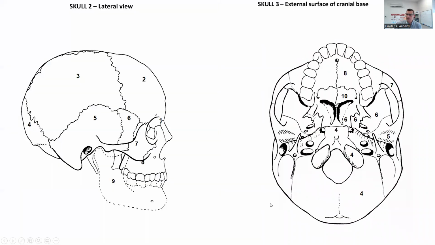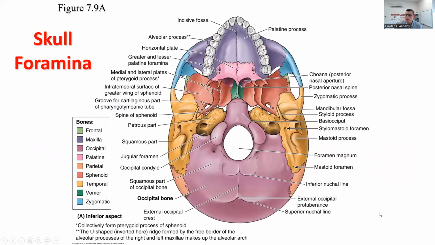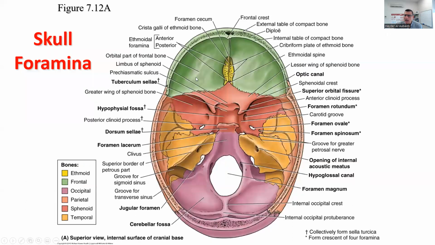We'll move to the next one. The ethmoid should be that bit here. Okay, I've got this one. I can't. It should be deeper. We need to look superior. We need to remove the calvaria and look from there. Let's see if I can find it in the other area. Probably that bit. That one.